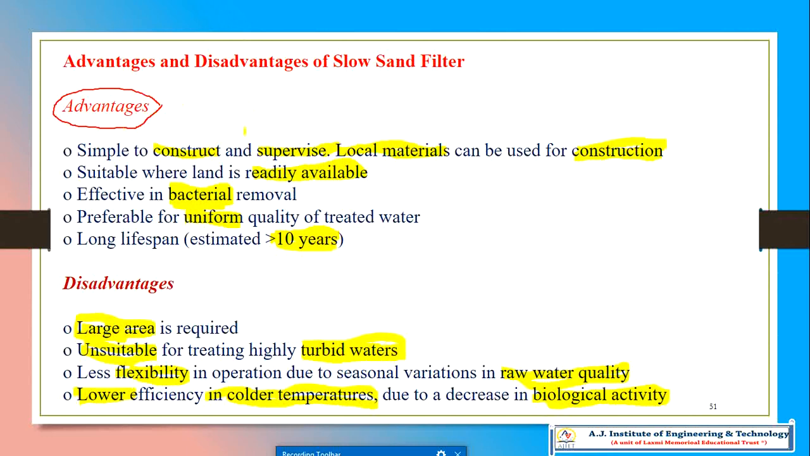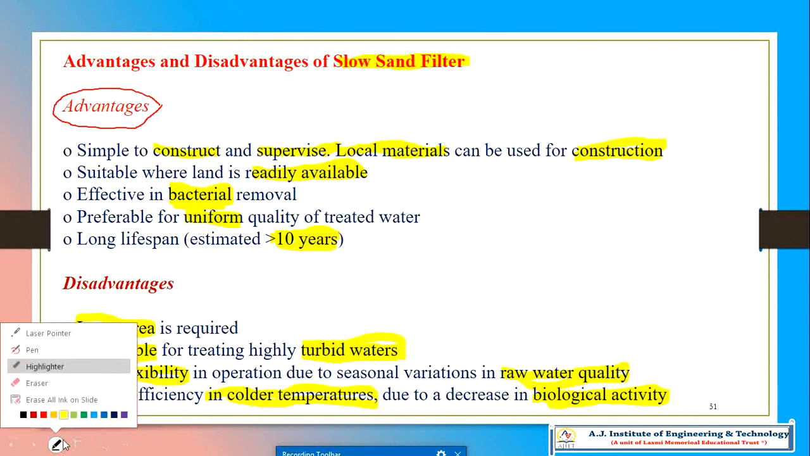This is about the advantages and disadvantages of slow sand filter. Very simple. Supervision required is simple, construction is very simple as local material is available, and it is suitable where land is readily available. The removal of bacteria is effective here. Preferably uniform quality of treated water, and the lifespan is long. If you come again to the disadvantages: large area required, unsuitable for highly turbid water, and less flexibility because of seasonal variation in the water.